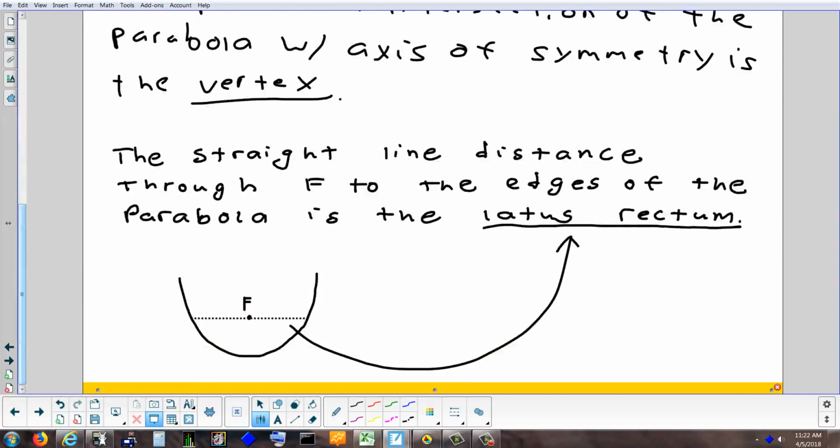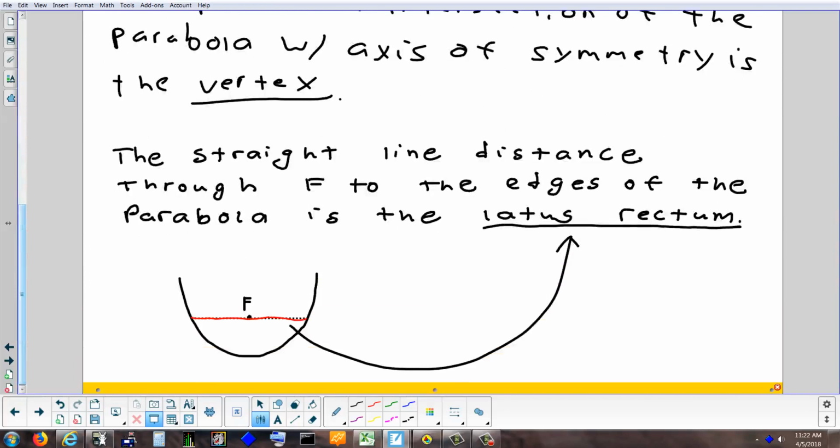Okay, there's another distance that they measure, and it's the width of the parabola. But you might be saying, well, doesn't the width of the parabola change? Because the parabola is always getting wider and wider. It does. But one particular spot they measure the width is right there, going right through the focus.